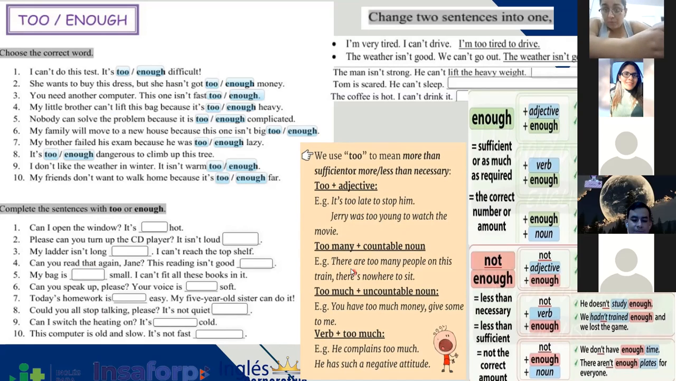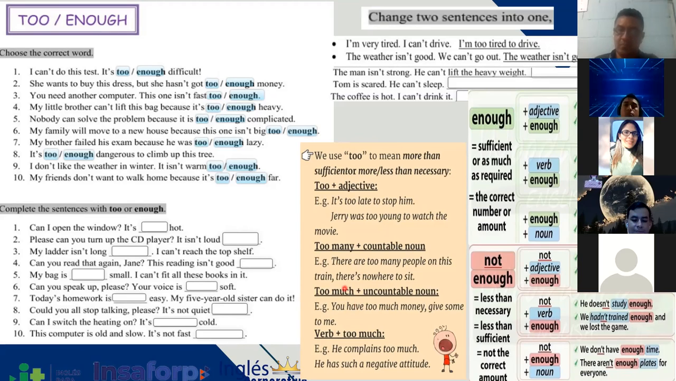Janari. Okay, teacher. Too many plus countable noun. Example: There are too many people on this train. There's nowhere to sit. Too much plus uncountable noun. Example: You have too much money. Give some to me. Verb plus too much. Example: He complains too much. He has such a negative attitude.